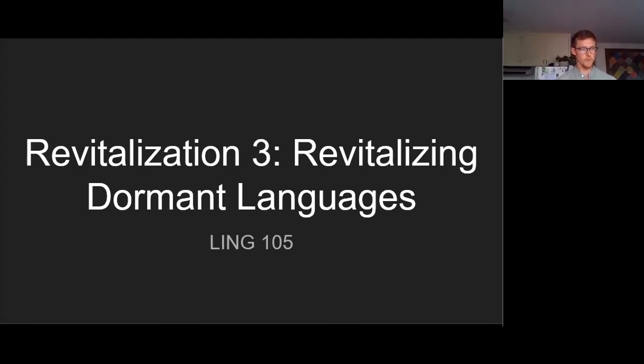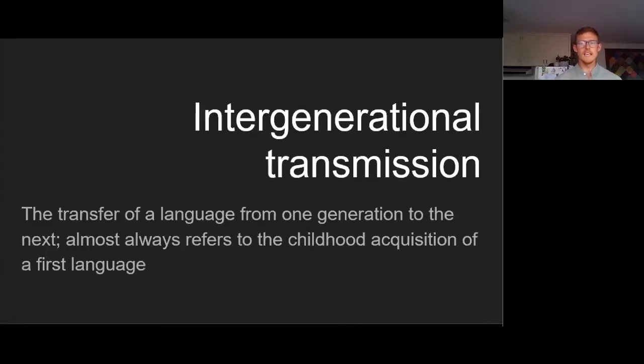Both of these languages at some point in time had no native speakers, and there's been efforts to revitalize both of those languages. So we're going to look at the case studies of both of those languages, but before we start, there's a couple of topics that you probably are already familiar with, at least a little bit, from other stuff in the class, that we want to go over again and kind of reframe for this particular discussion on revitalizing dormant languages. The first is intergenerational transmission.